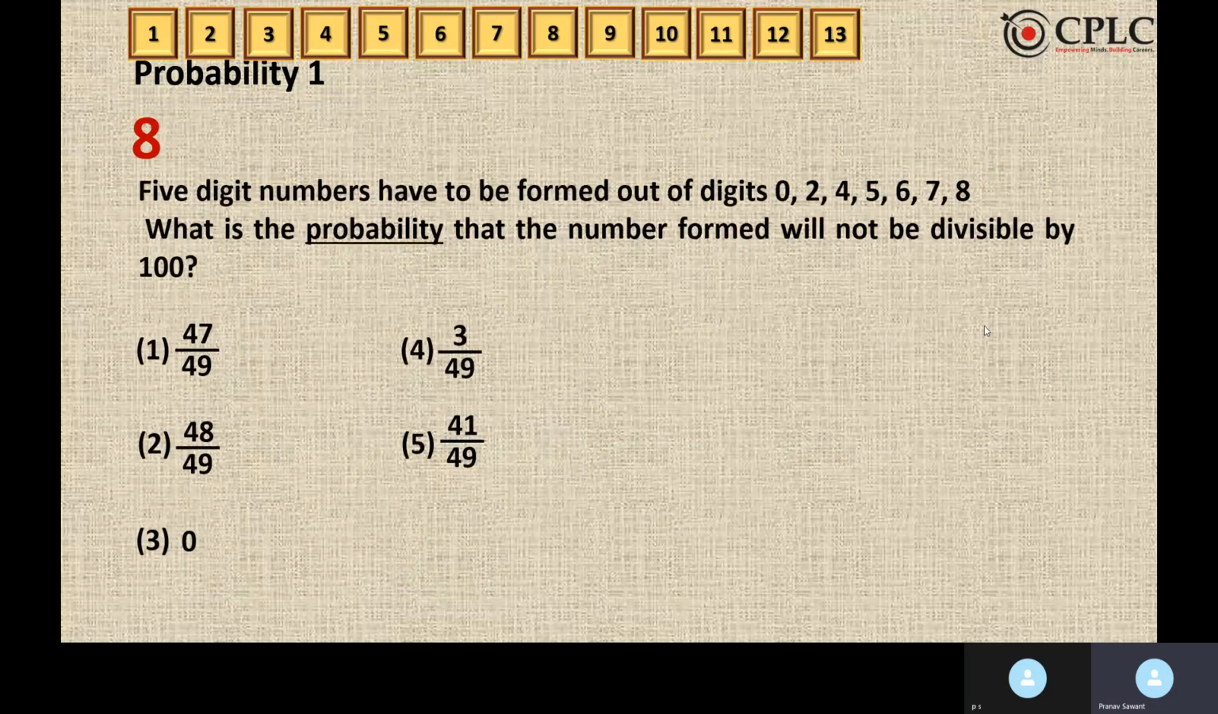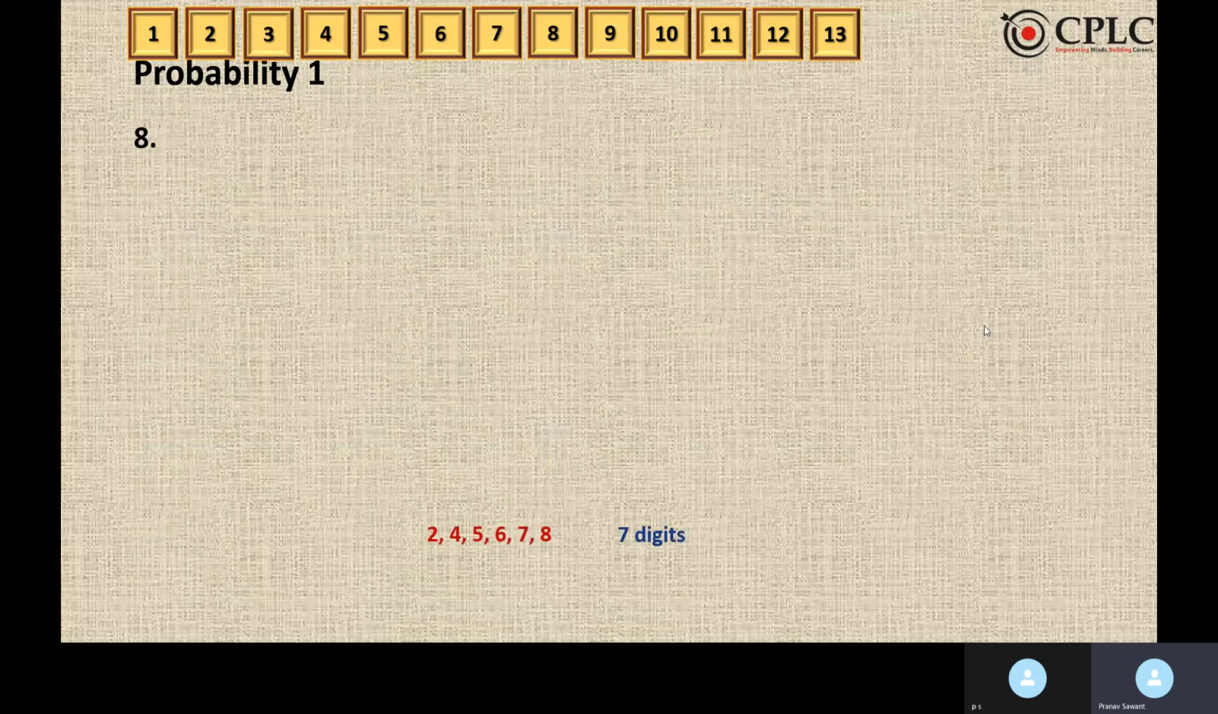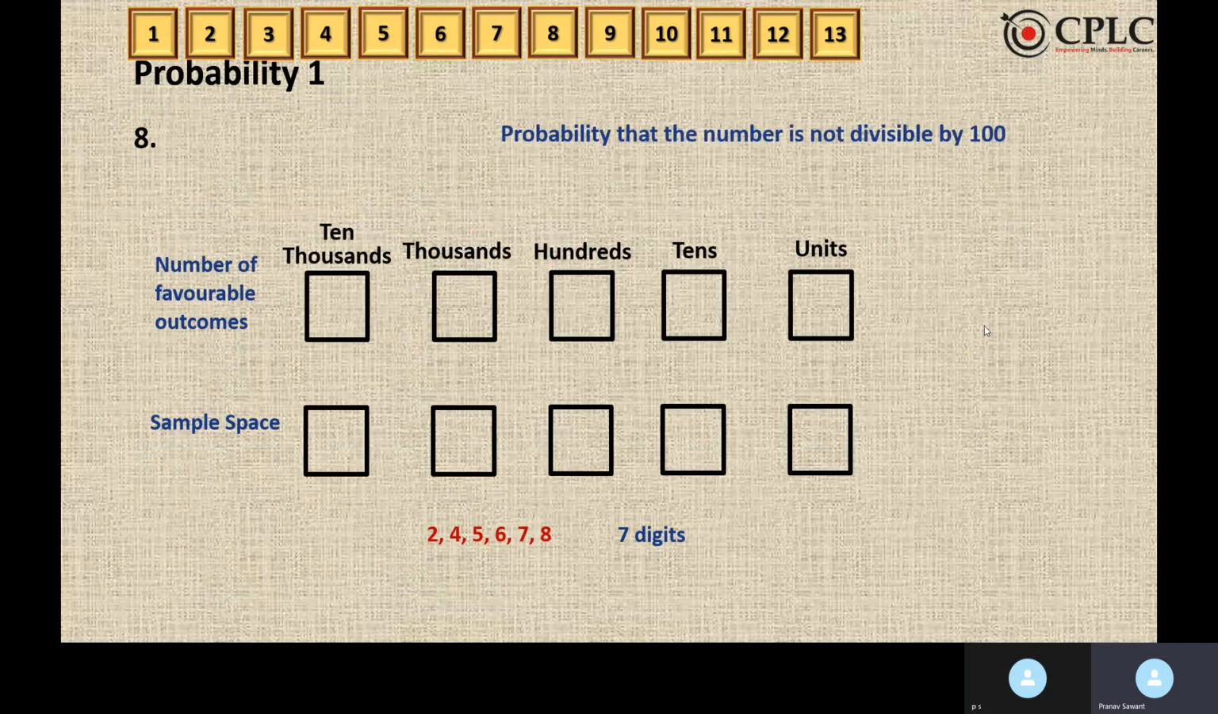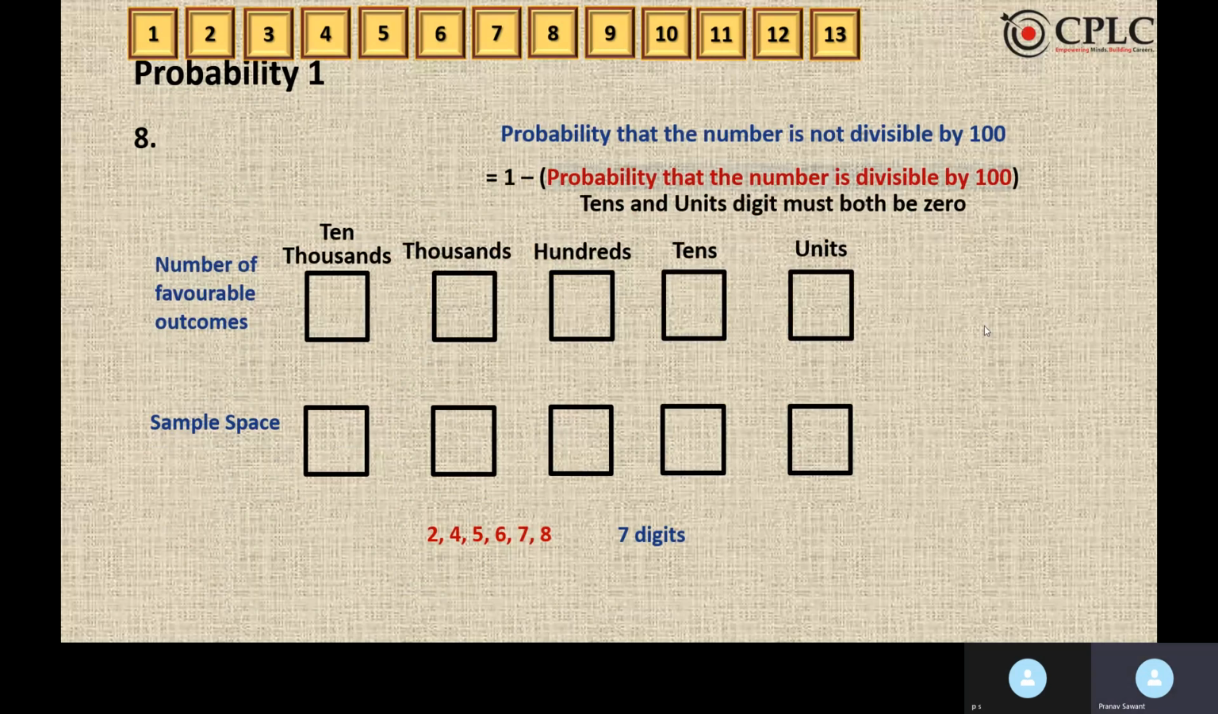Moving to the next question. Five-digit numbers have to be formed out of digits 0, 2, 4, 5, 6, 7, 8. What is the probability that the number formed will not be divisible by 100? Let's take the complement. That is 1 minus the probability that the number is divisible by 100, because this one is much easier to calculate. Now, for a number to be divisible by 100, the tens and the units digits must be 0.